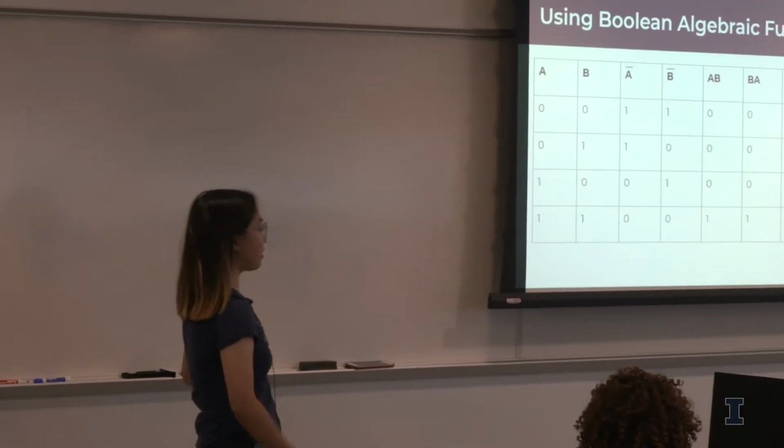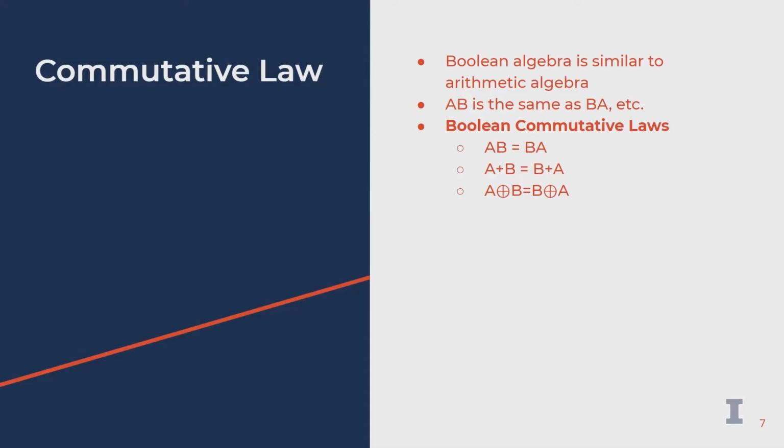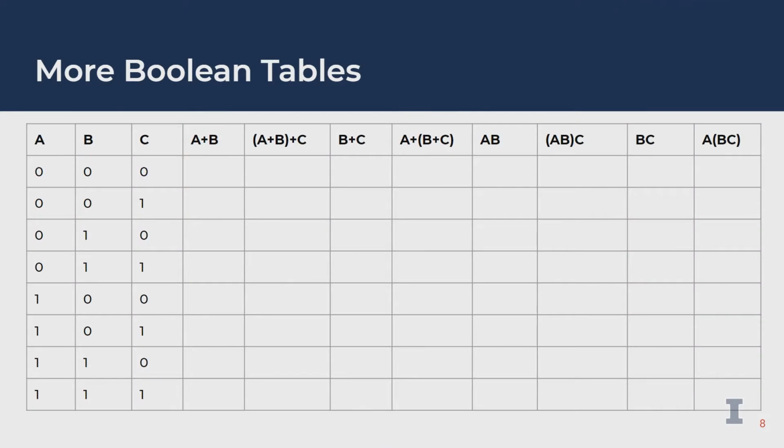Okay. So the reason we call it Boolean algebra is because it has many of the same properties as arithmetic algebra. So this is our commutative law. It's just stating that the order that we state things doesn't matter. It's more about the actual action. So A and B is always going to be the same as B and A. A or B is going to be B or A, and so on for all the other functions. Yep. And so then we have another table.